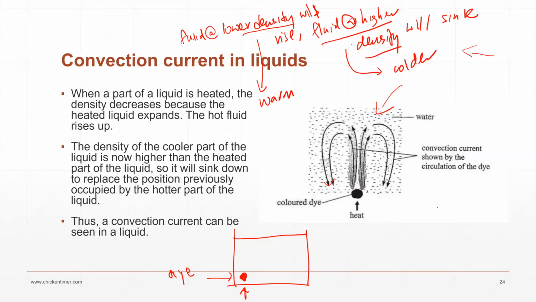So when that happens at the corner here, the water near here will be warmer, so it will rise. Then it goes like that, right? So you go in this loop.